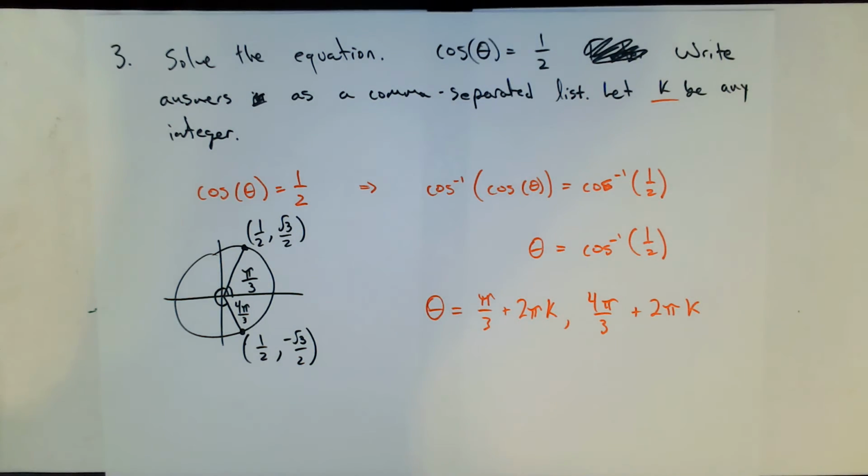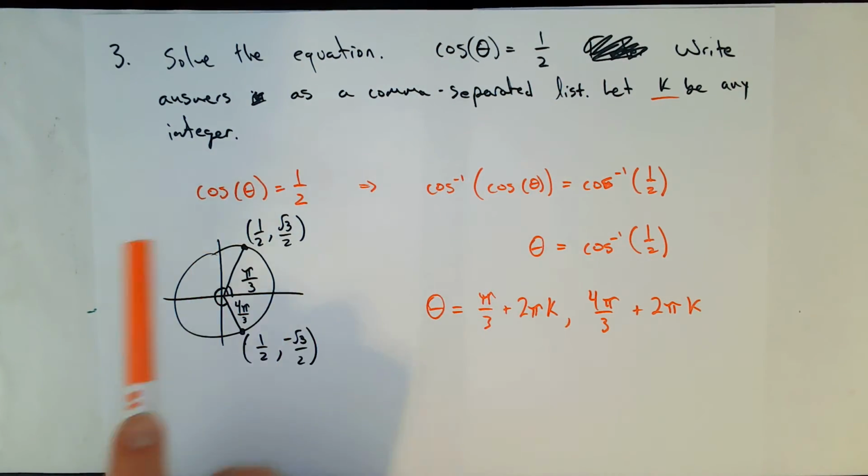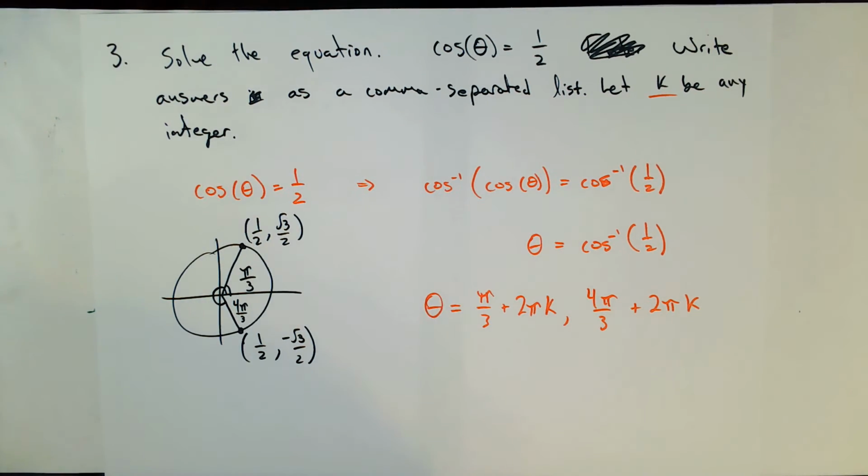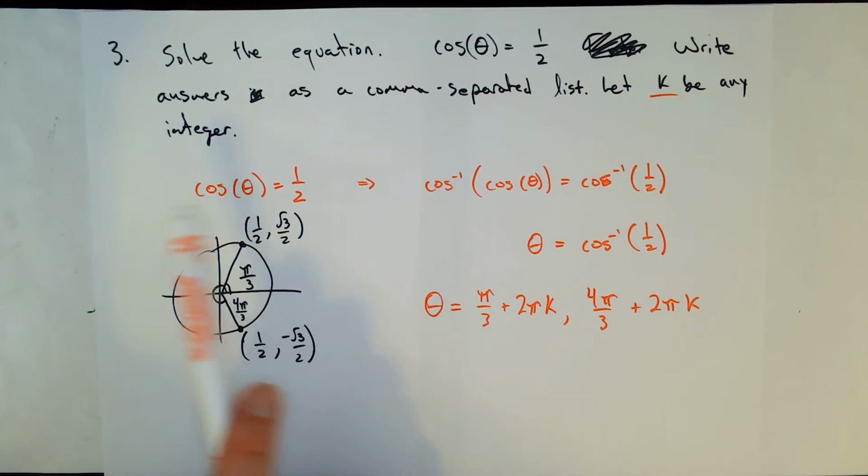Oh, but it's not 2 pi k for tangent. Keep that in mind, right? Because the period of sine and cosine is 2 pi. A full rotation is 2 pi, but for tangent, it's different. For tangent, it's pi. I should say its period is pi, so it only takes tangent pi to get all the way back around to where it started. So you would add pi k, not 2 pi k, to the solutions if it was a tangent function.